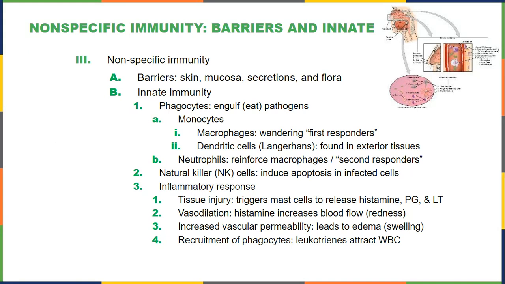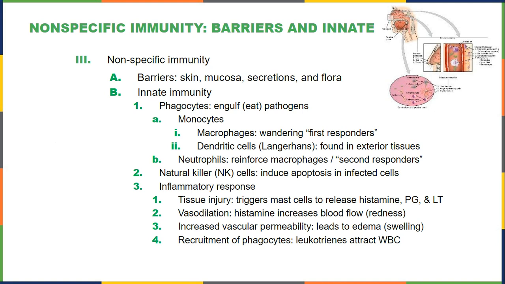They start gobbling up pathogens. We also have these things called dendritic cells, which is another name for Langerhans cells. The reason they're called dendritic cells is because they look like dendrites. They have little cellular appendages that stick out like little trees, and in your skin, they're known as Langerhans cells because that's the name of the guy who discovered them.